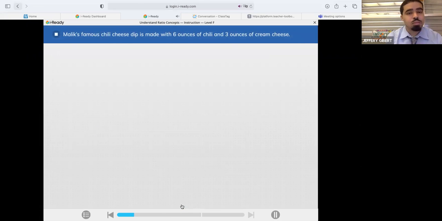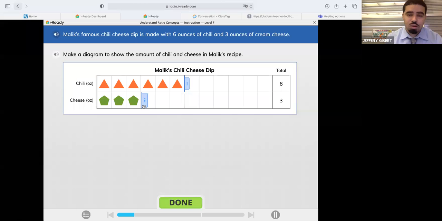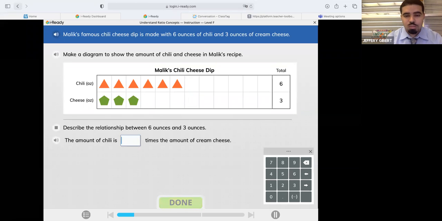Malik's famous chili cheese dip is made with 6 ounces of chili and 3 ounces of cream cheese. Make a diagram to show the amount of chili and cheese in Malik's recipe. 6 ounces of chili, 3 ounces of cream cheese. Describe the relationship between 6 ounces and 3 ounces.